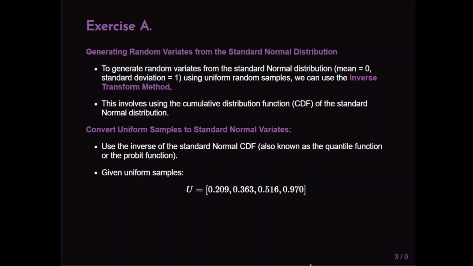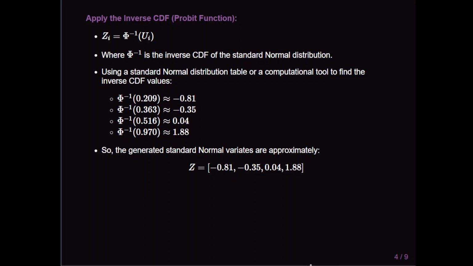So let's start off here. We have our sample, U, with a uniform distribution: 0.209, 0.363, 0.516, and 0.970. That's just the numbers that we started off with. What we're going to do is apply the inverse cumulative distribution function, the probit function. This is very similar to working with the standard normal distribution statistical tables, but it's sort of like going in reverse.